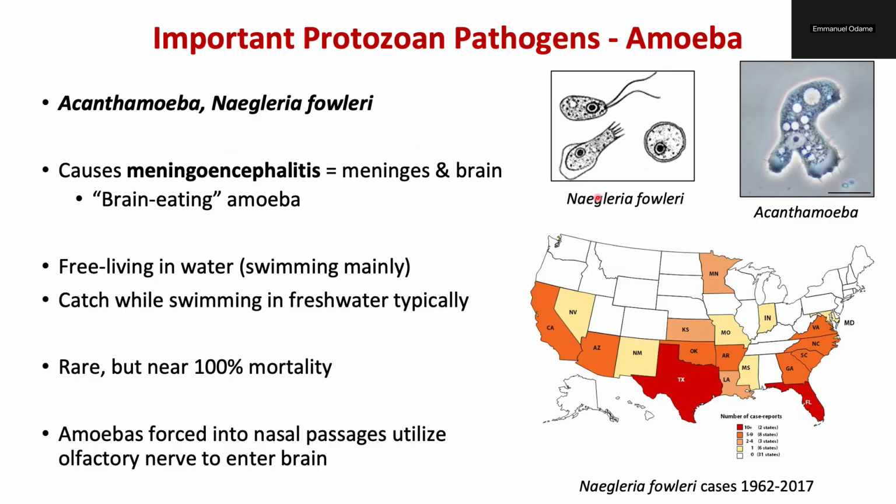One is Acanthamoeba, basically the brain-eating amoeba, and what it does is it causes meningoencephalitis. Basically, it eats your brain up, and you end up having seizures. It's present in free-living water, and you get it if you go swimming in every single lake that you see. It's rare, but when you have it, it's 100% mortal. Once you have it, it's a 100% mortality rate.